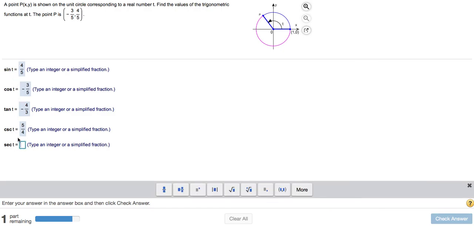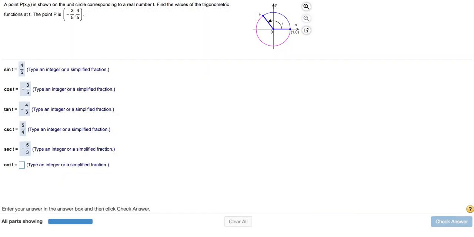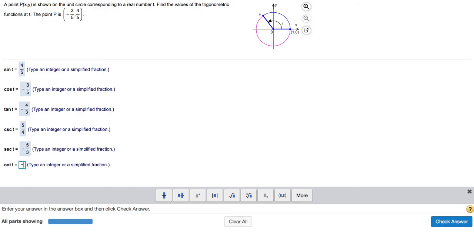Likewise, secant is defined as the reciprocal of cosine. So I know the whole thing is going to be negative, and the fraction is going to be 5 divided by 3. And that takes us to cotangent. This is defined as the reciprocal that we can take here from tangent. Technically, it is cosine divided by sine, but I know the answer is going to be negative, and it's going to be 3/4, so 3 divided by 4.